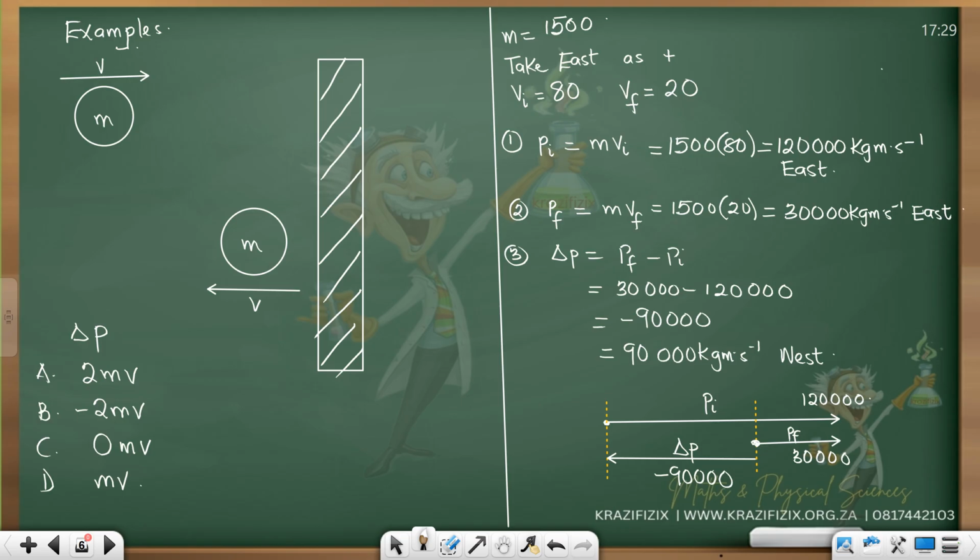Yes, so it's the same ball. Look at the diagram. It's the same ball. The ball moves towards the wall, bounces away from the wall, and you can see the mass is m. All right, it's the same ball. It hits the wall with a velocity of v, and it bounces off the wall with the same velocity. Okay, let's mark.